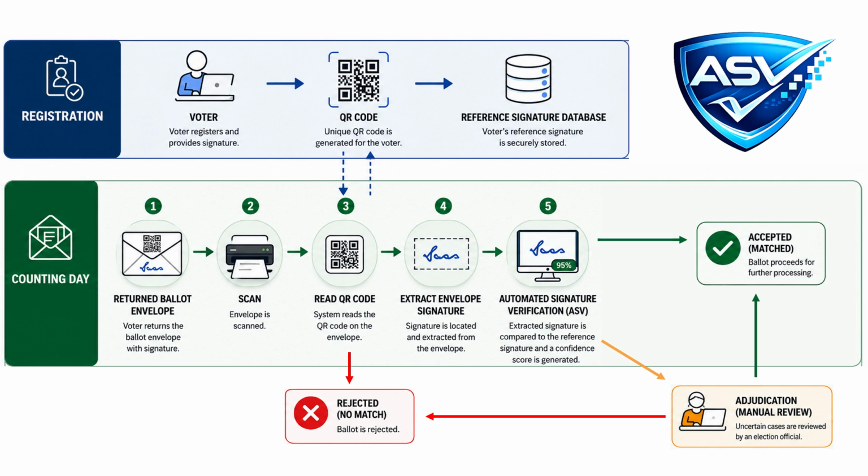The process begins during voter registration, where a wet ink signature is captured and associated with a unique voter identifier. A QR code is generated and linked to that voter record. On counting day, returned envelopes are scanned. The QR code is used to locate the reference signature, and the signature on the envelope is extracted and compared against the stored reference. The solution generates a confidence score which drives the downstream workflow, including automatic acceptance, automatic rejection, or manual adjudication where appropriate.